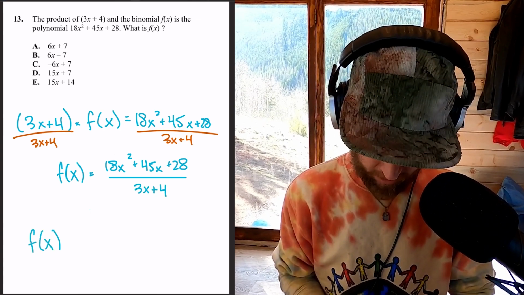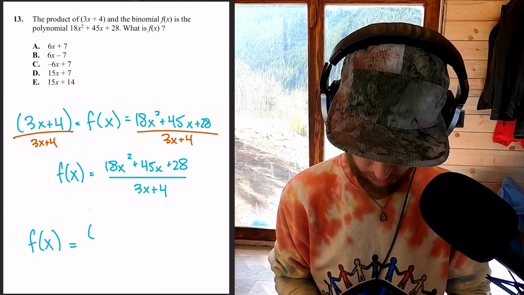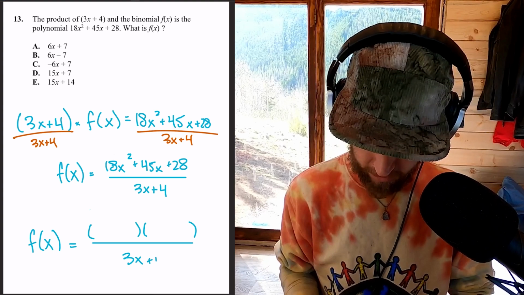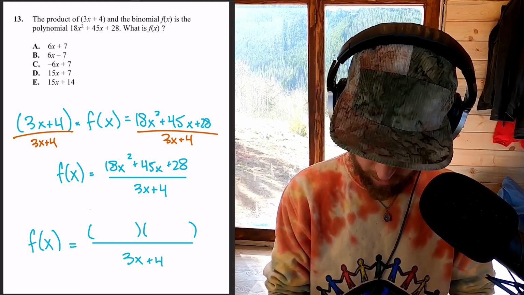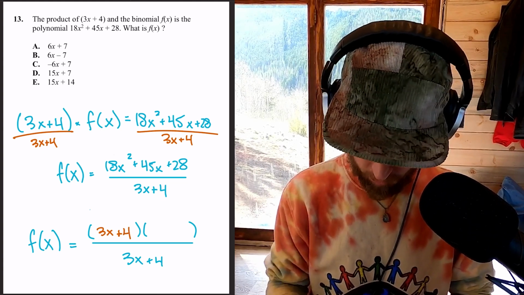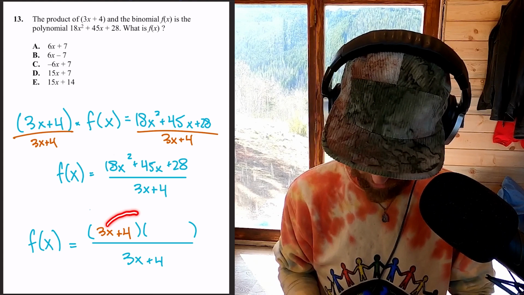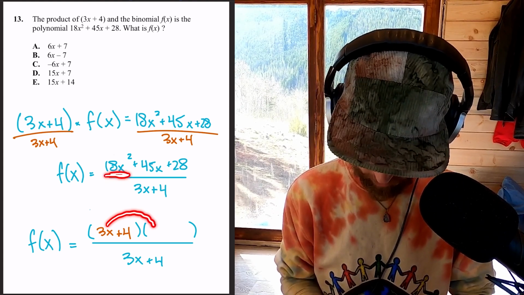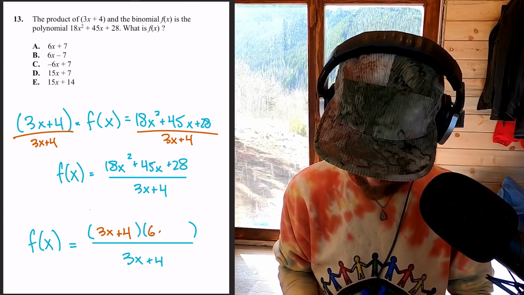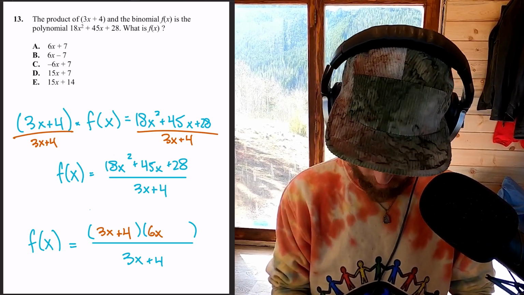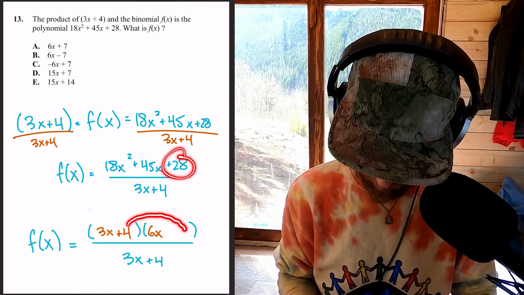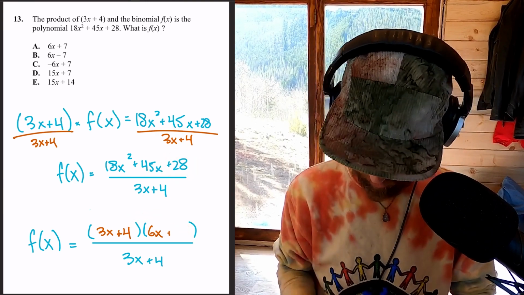If that's the case, the first thing I always check when these factor problems come up is whether the denominator is likely a factor of the numerator. So I'll plop in 3x plus 4 and think like FOIL. What number do we have to multiply 3x by to get 18x squared? That's 6x. I think this is how it's going to work out. And what number do we multiply 4 by to get positive 28? That's a 7.